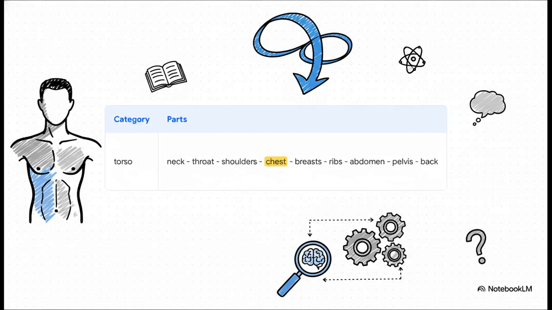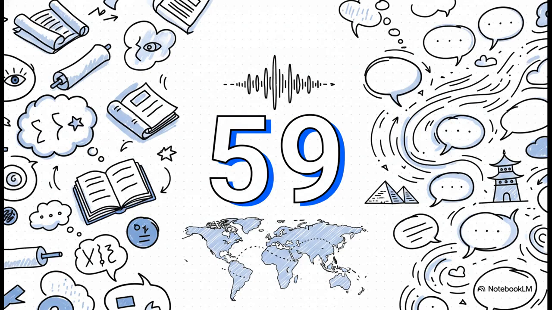And check this out. The Wiktionary page even has this handy little chart. And boom, right there, under the category torso, is our word chest, sitting neatly between shoulders and breasts. This shows us that language isn't just a jumble of words. It can be organized, classified, and put into a logical structure, just like a science. And if you still think this is just a simple little English word, get a load of this number. 59. That is how many different languages this one entry is available in on Wiktionary, from Arabic to Swahili to Japanese. It's a pretty powerful reminder that this concept, this word, is fundamental to people all around the globe.